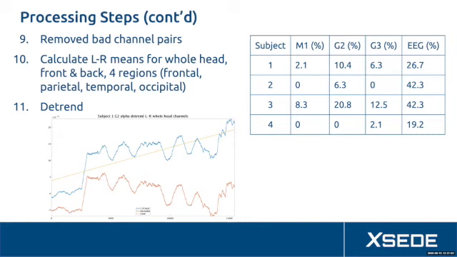I think David showed a couple of pictures earlier. Here, I show an example from subject 1, where the blue is the original left minus right mean, yellow is the trend line, and orange is the new detrended data.